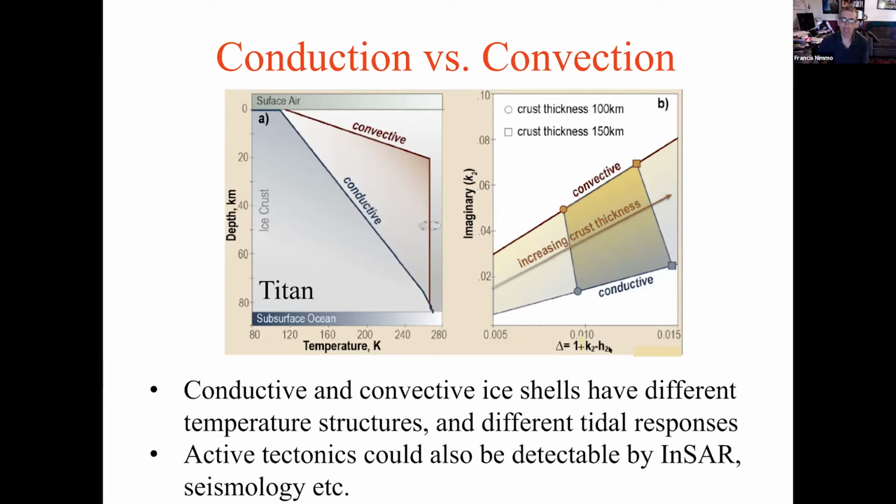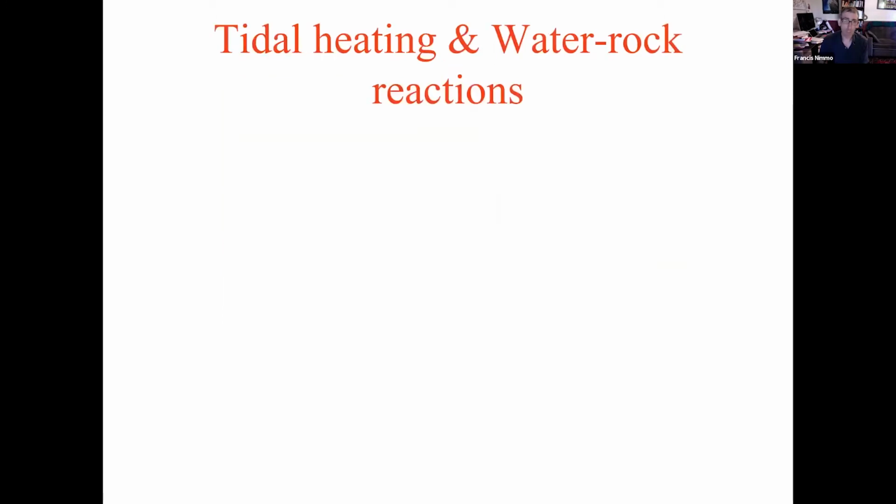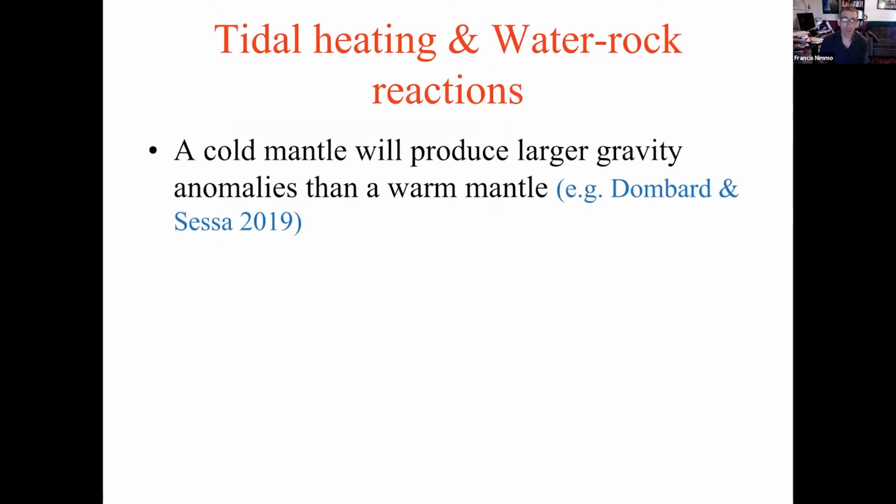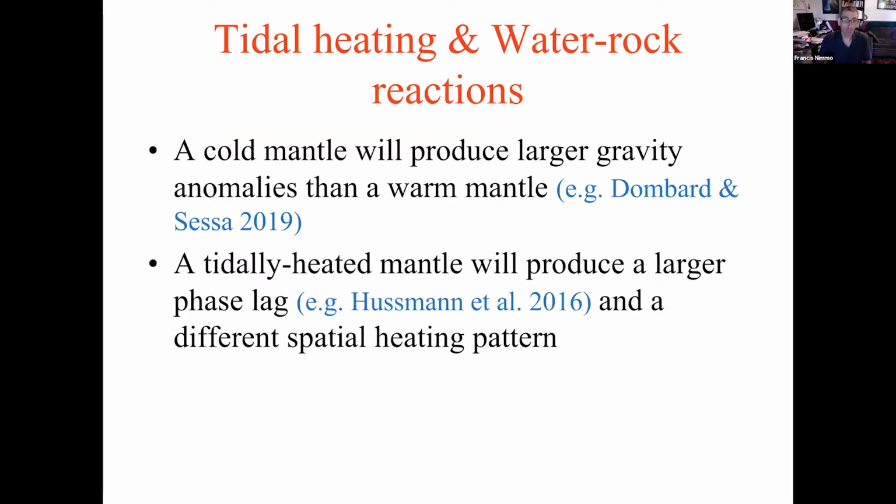And so if you can measure the love numbers, the real and the imaginary parts, you can distinguish between the conductive and the convective cases, and you can tell how thick the shell is. So that's potentially pretty powerful. In terms of tidal heating and water rock reactions, it's generally true that if you have a cold mantle, you'll probably get larger gravity anomalies than a warm mantle. So that's qualitative, but useful. A tidally heated mantle, a warm mantle, will produce a big phase lag, and it will also produce a different spatial heating pattern, as I suggested. And so that's something you might be able to look for.